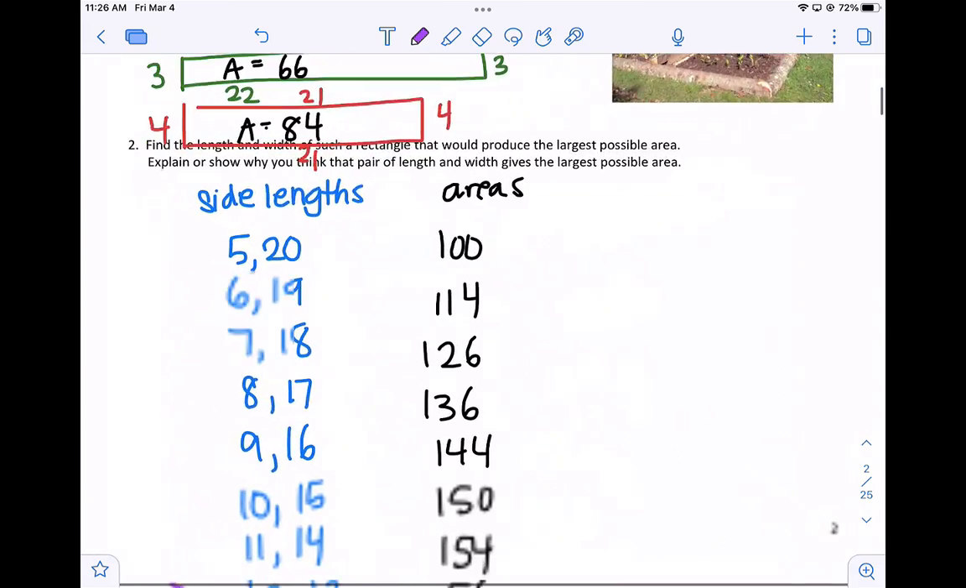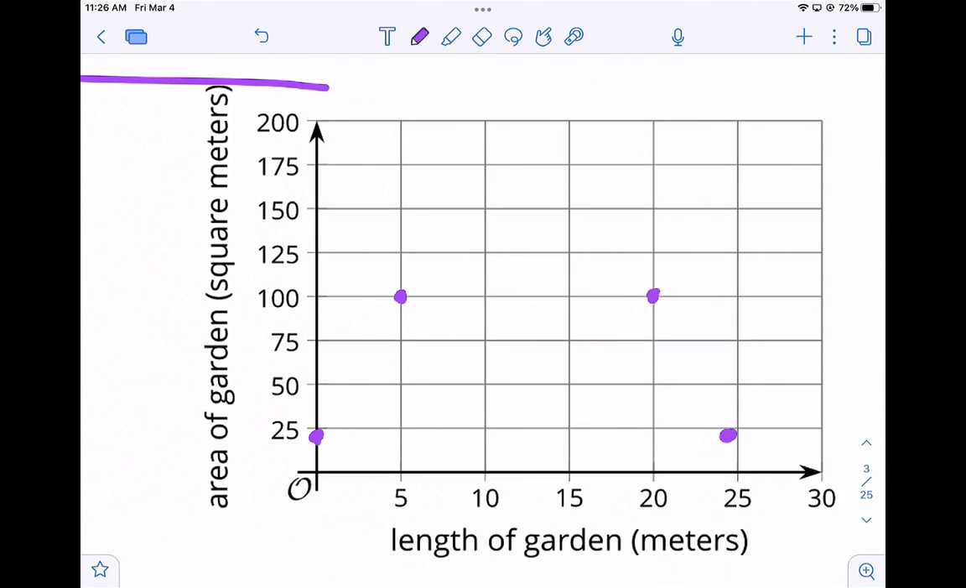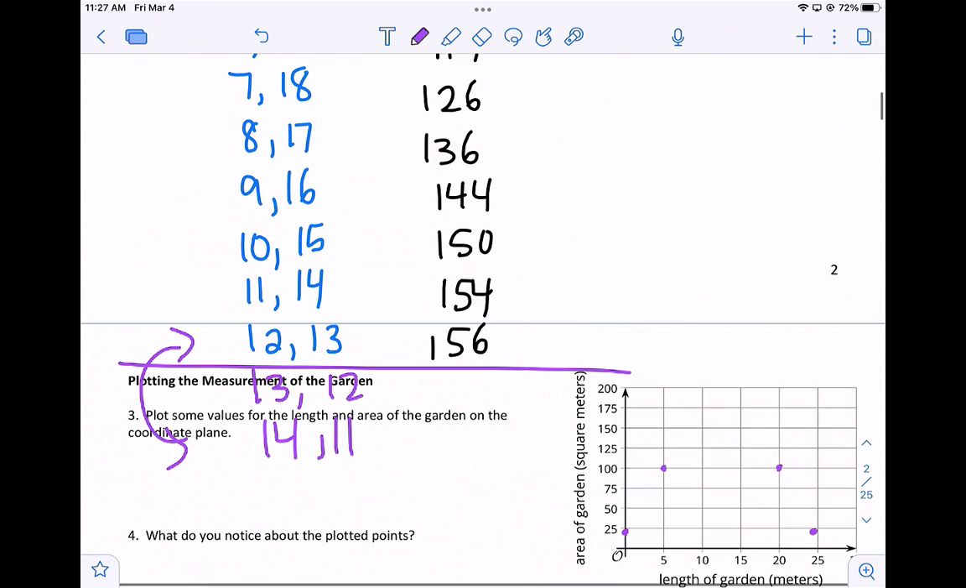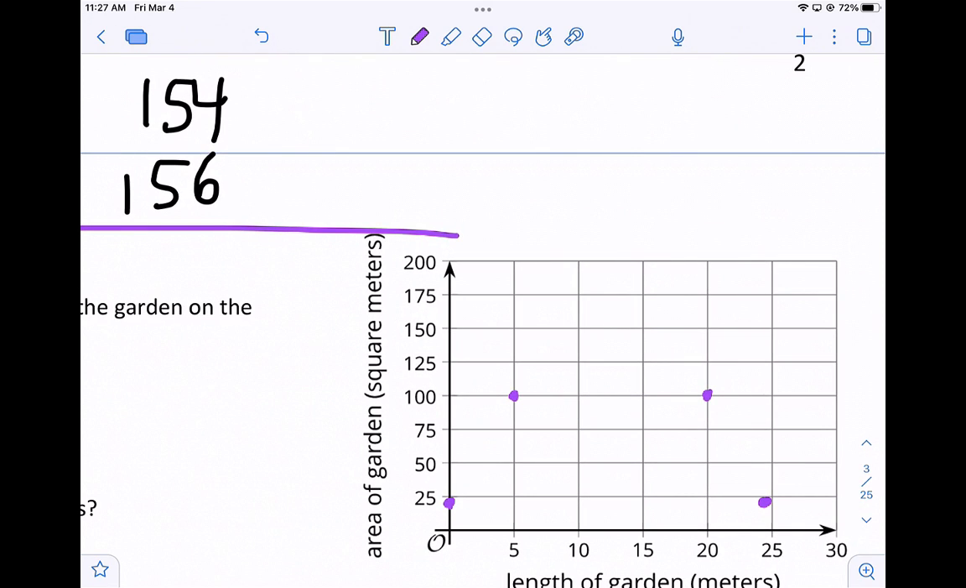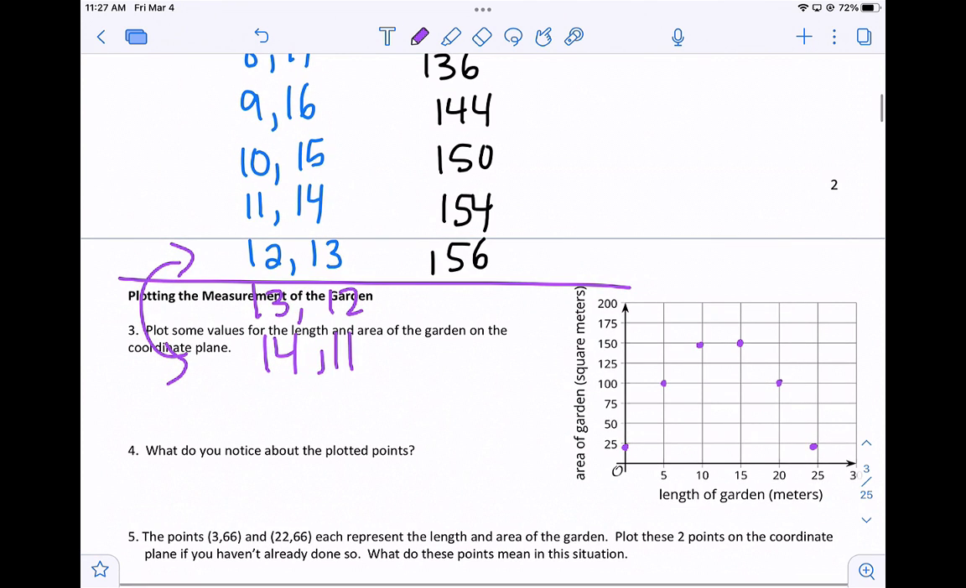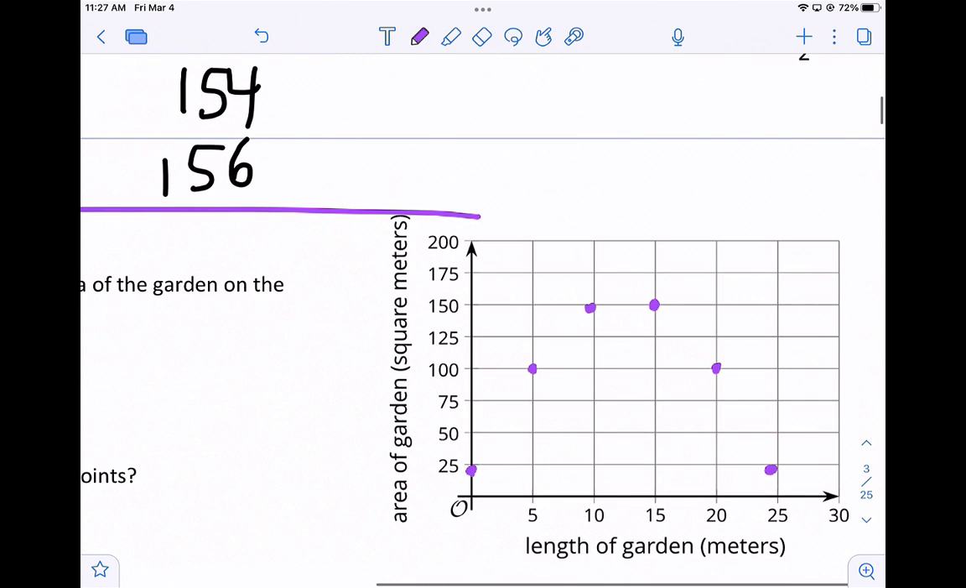And then I'll skip a few and do 4, and I'll do 5. 5 and 20 are both at 100. So 5 is at 100. 20 is at 100. All right, I'll skip a few more. Let's do 10 and 15 are at 150. 10 is at 150. 15 is at 150. And let's graph the maximum. 12 and 13 are at 156. So here's the maximum there.